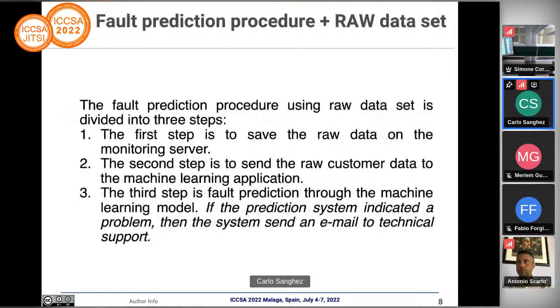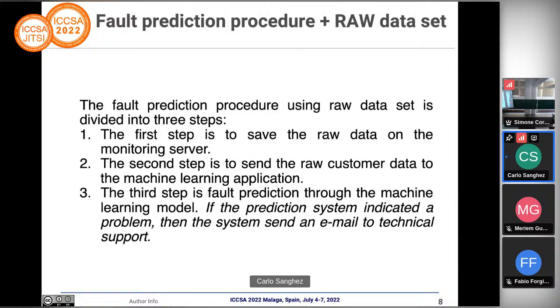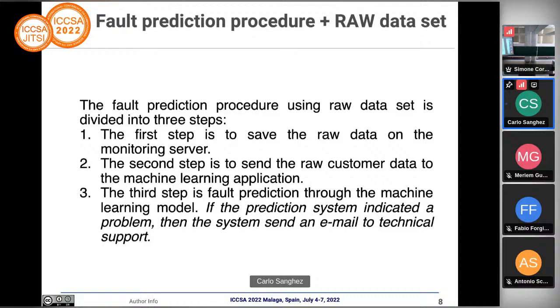What about the fault protection prediction procedure in Flyber? Flyber uses a very simple procedure, three steps. The first step is to save the raw data on the monitoring server. The second step is to send the raw customer data to the machine learning application. And the third step is fault prediction through the machine learning model.